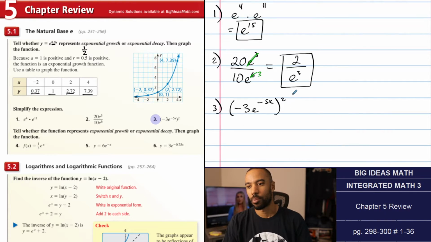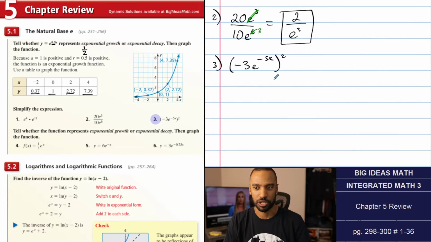Your choice on how you want to go about negative exponents. I generally turn them positive by the end, or in a fraction problem I do it in the beginning. This isn't a fraction problem, not yet, anyway. We're going to square this. That means we are going to square negative 3, and we are going to be squaring e to the negative 5x. These both have two different things going on with them.